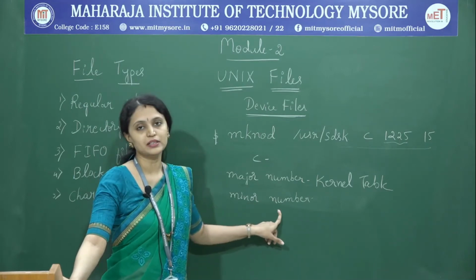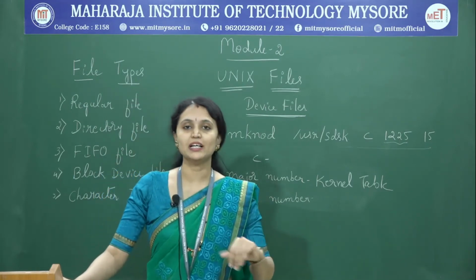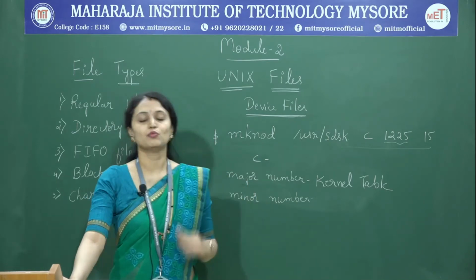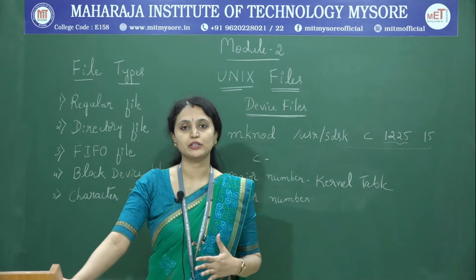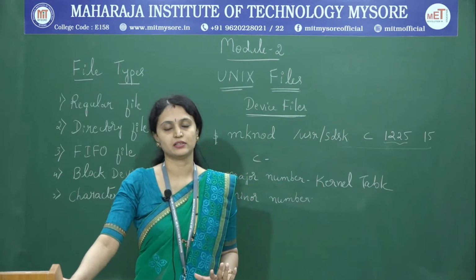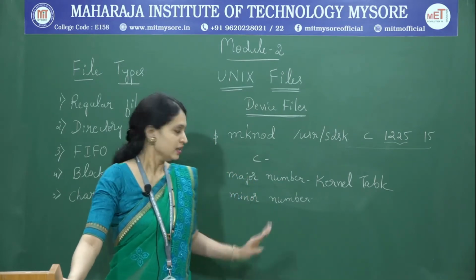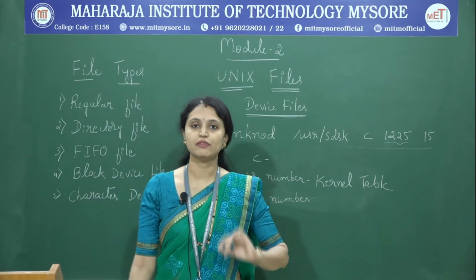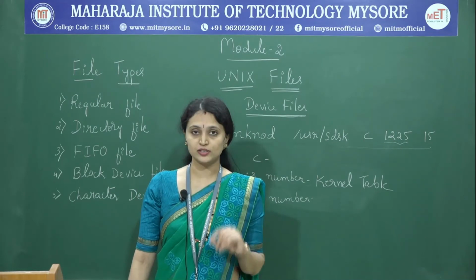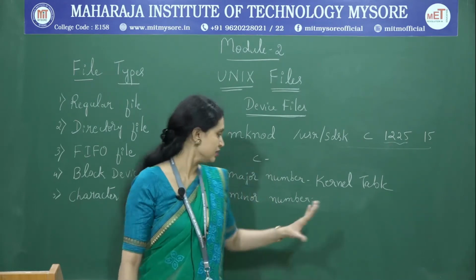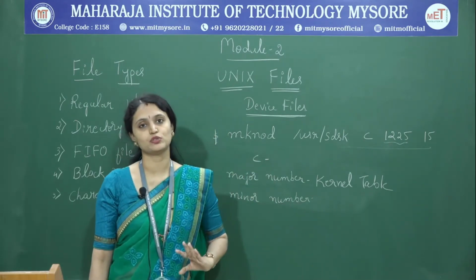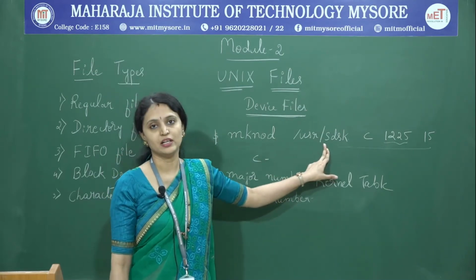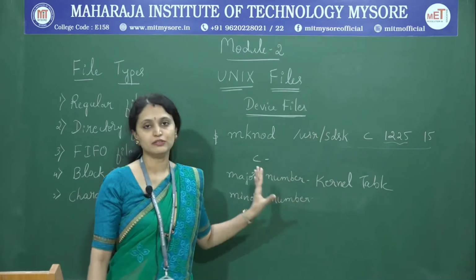Next, the minor number is an argument that is passed to the device driver function, and that value indicates what type of input buffering can be used for this device file. Got it? Let me repeat once again. This minor device number is an argument to the device driver function, and it decides what input buffering scheme has to be used for data transfer using this device file. So, this is all about device files.